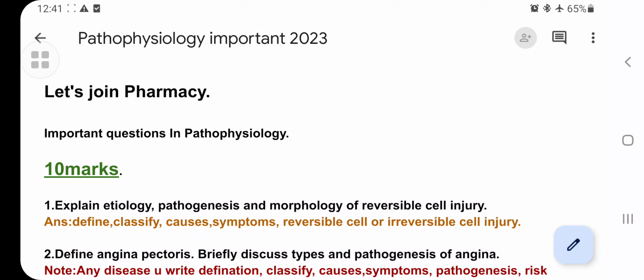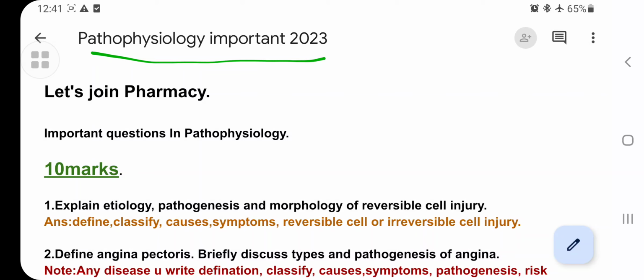Today let's discuss the pathophysiology very important questions for the 2023 examination of your B Pharmacy second semester. These are very important questions, so you only practice these. They will help you a lot in tomorrow's examination. I am going to tell you the 10 mark and 5 mark questions. These are really fantastic and magical questions. Practice only these, don't go beyond this.